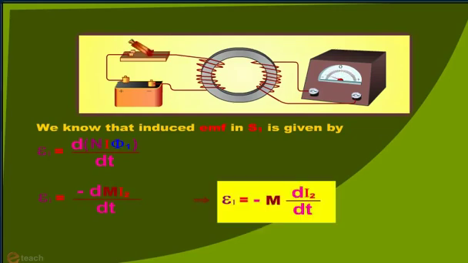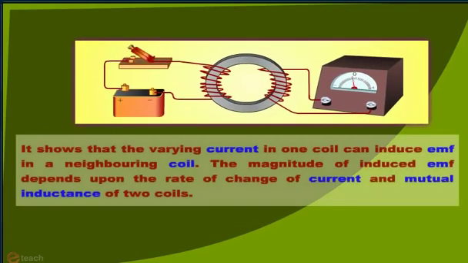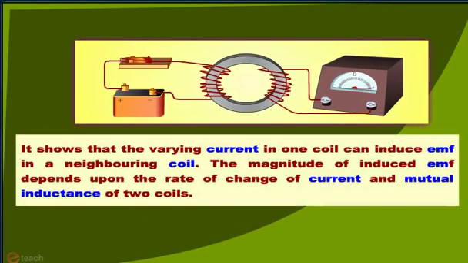Epsilon 1 is equal to minus d by dt of M I2. Therefore, epsilon 1 is equal to minus M into dI2 by dt. It shows that the varying current in one coil can induce EMF in a neighboring coil. The magnitude of induced EMF depends upon the rate of change of current and mutual inductance of the two coils.